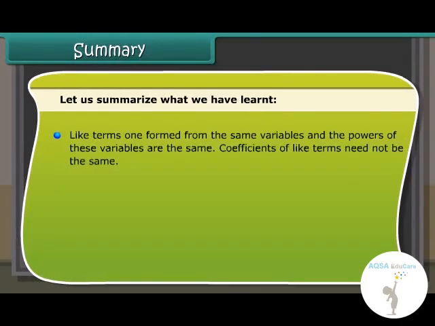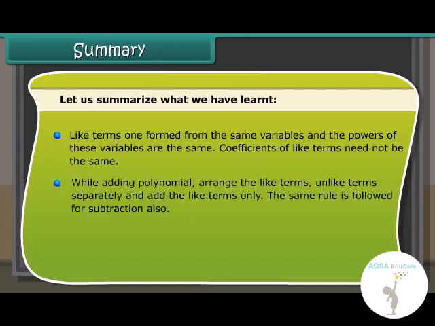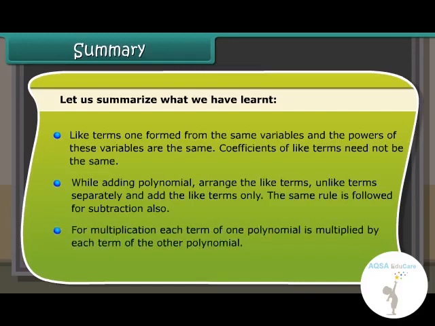Like terms are formed from the same variables and the powers of these variables are the same. Coefficients of like terms need not be the same. While adding polynomials, arrange the like terms and unlike terms separately and add the like terms only. The same rule is followed for subtraction also. For multiplication, each term of one polynomial is multiplied by each term of the other polynomial.